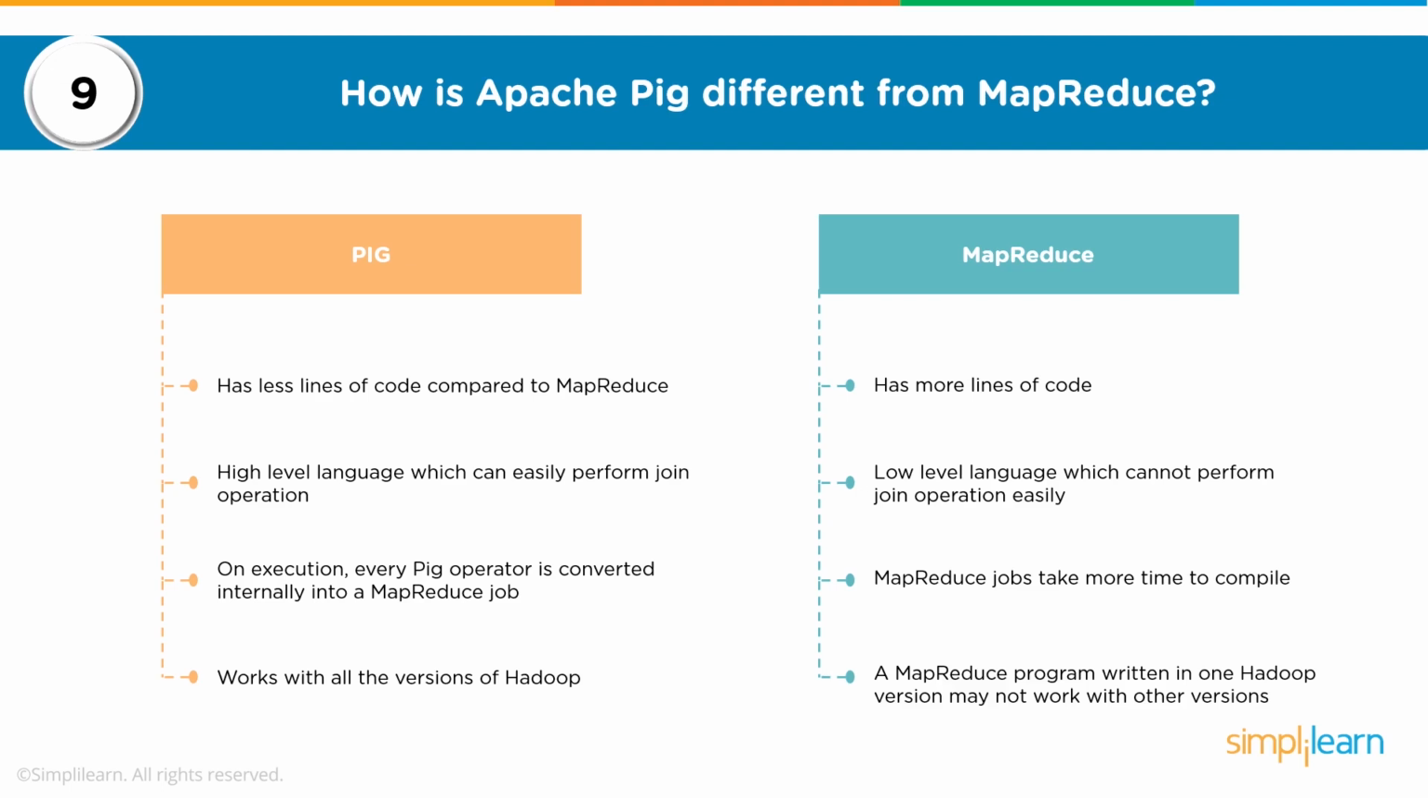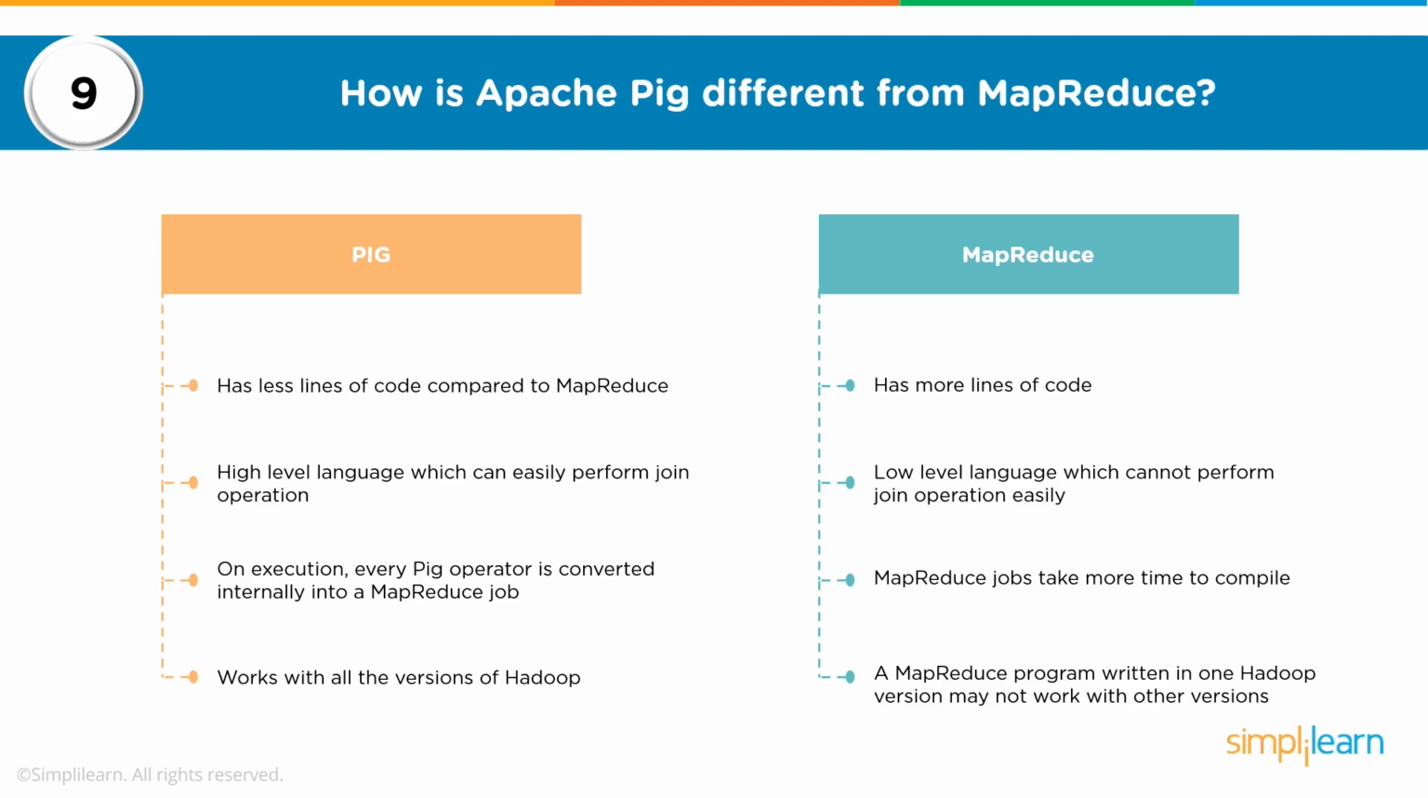Pig works with all versions of Hadoop, whereas a MapReduce program written in one Hadoop version may not work with other versions. It might work or it might not. It depends on the dependencies, the compiler you're using, what programming language you have used, and what version of Hadoop you are working on.